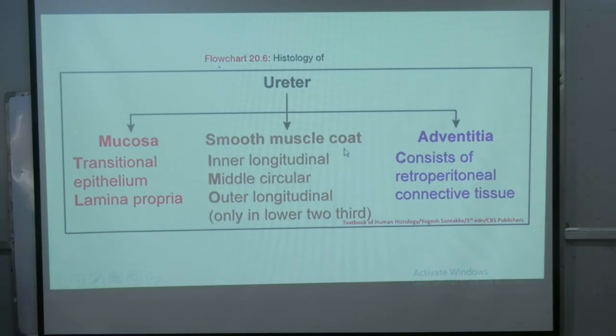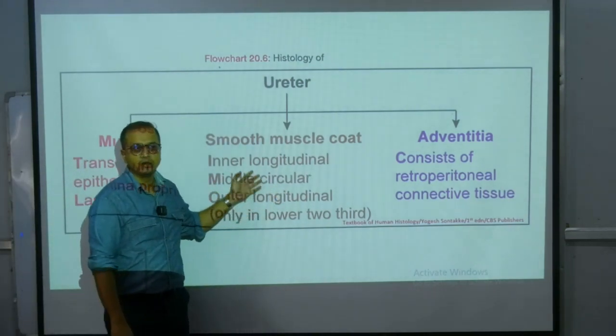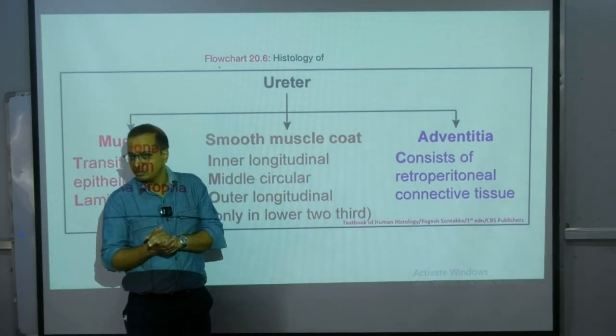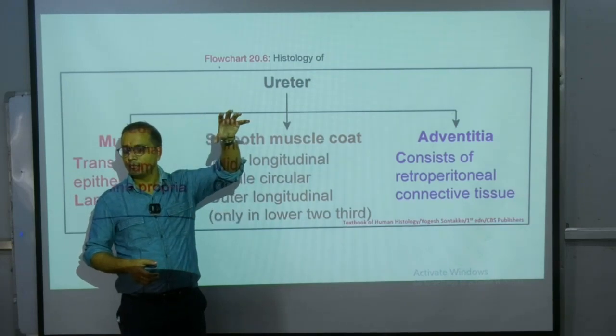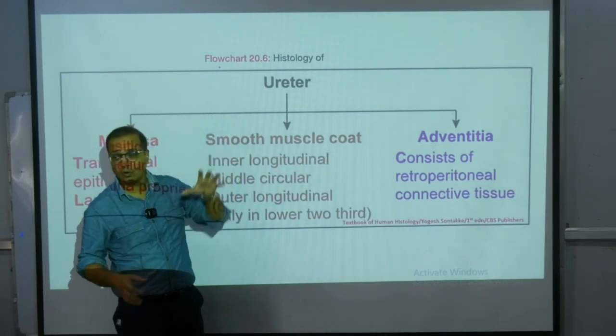Then we have the muscle layer, which is smooth muscle of course, but this muscle has three different fractions. We call them inner longitudinal and outer longitudinal. In between we have a middle circular layer, which exists in the ureter. Now, this muscle layer is predominantly present in the middle portions of the ureter, not in the upper end or the lower end near the urinary bladder.